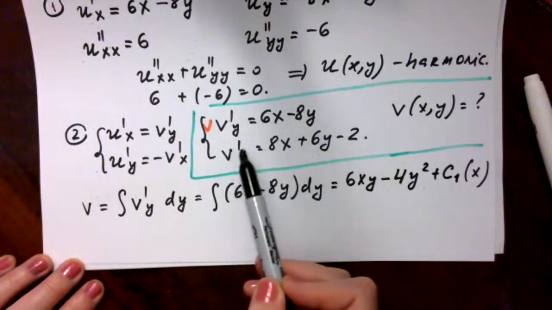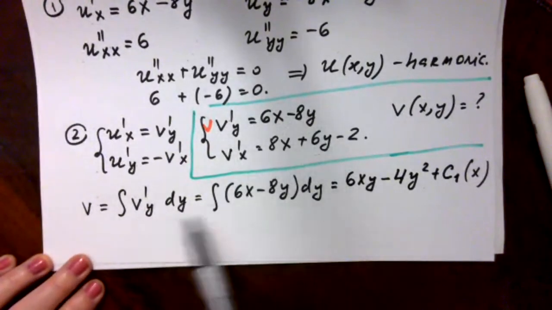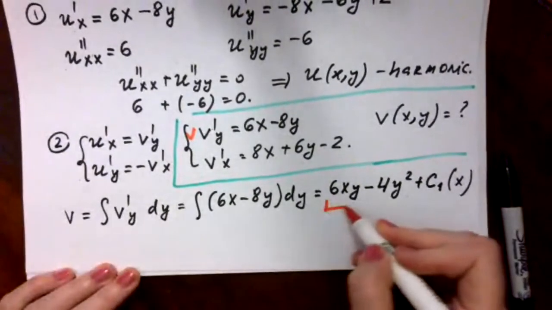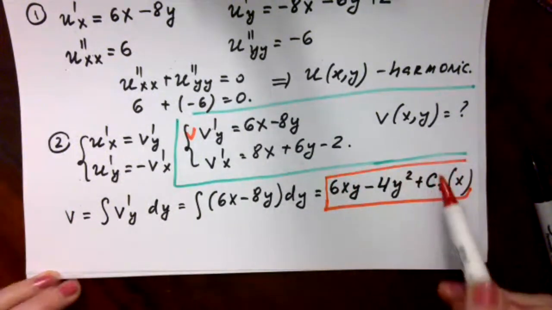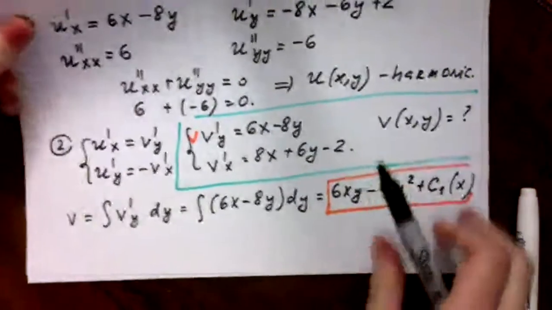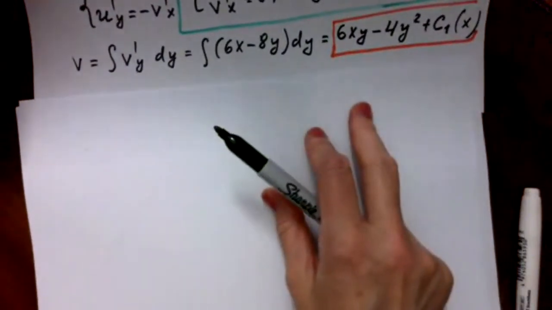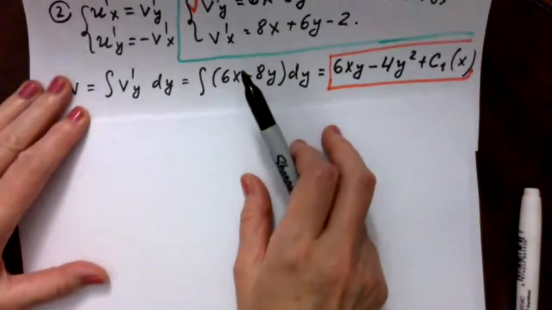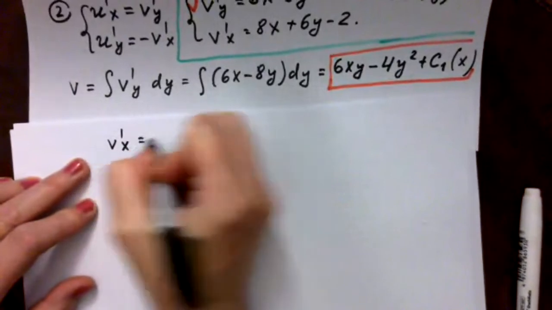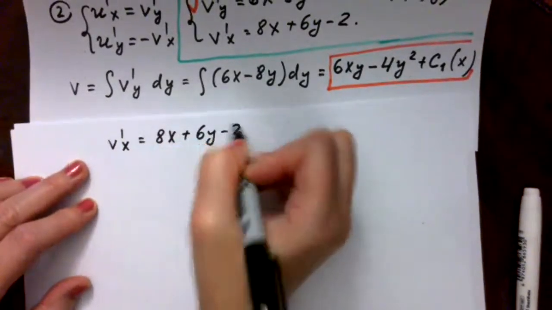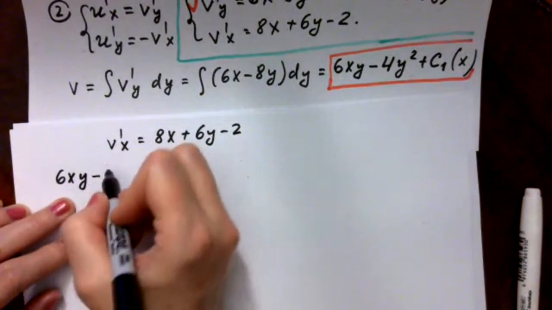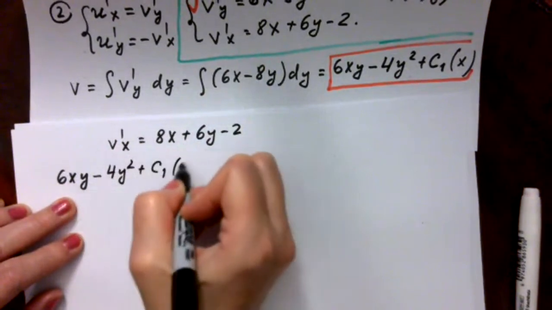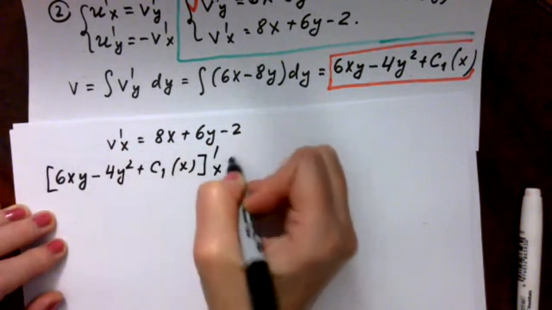How can we use the second piece of information, that this derivative is equal to this expression? We can differentiate this function, because it's actually almost the answer. Our goal was to find function v, but v is already in front of us, almost, because we're still missing this c1 of x. That is why we can rewrite the second piece of information here and plug in our almost found function. So let me copy this second condition, the Cauchy-Riemann condition. v prime of x is equal to 2x plus 6y minus 2. And here, instead of v, I can plug in my expression from the previous step: 6xy minus 4y squared plus c1 of x. I'm going to write it like c1 prime of x.